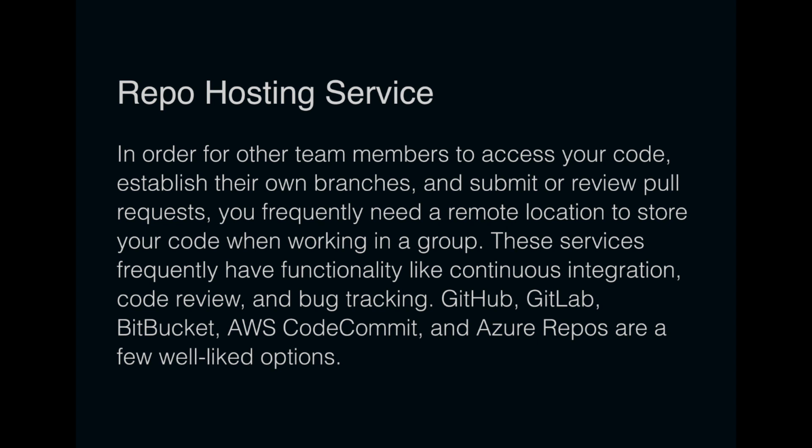In order for other team members to access your code, establish their own branches, and submit or review pull requests, you frequently need a remote location to store your code when working in a group. These services frequently have functionality like continuous integration, code review, and bug tracking. GitHub, GitLab, Bitbucket, AWS CodeCommit, and Azure Repos are a few options.